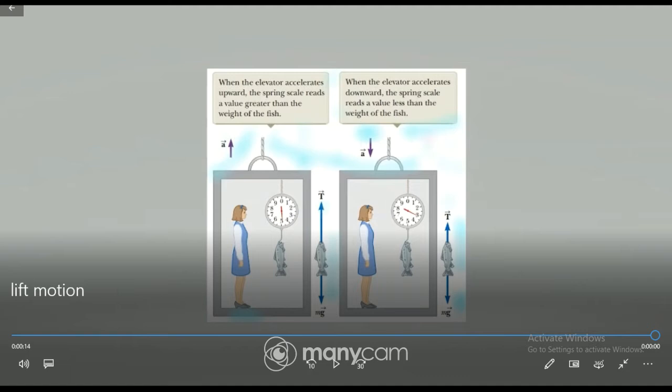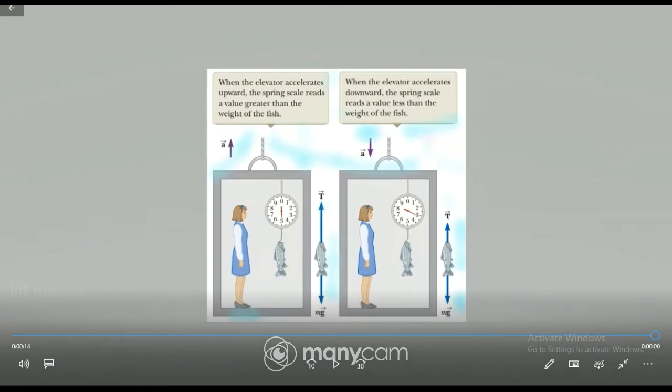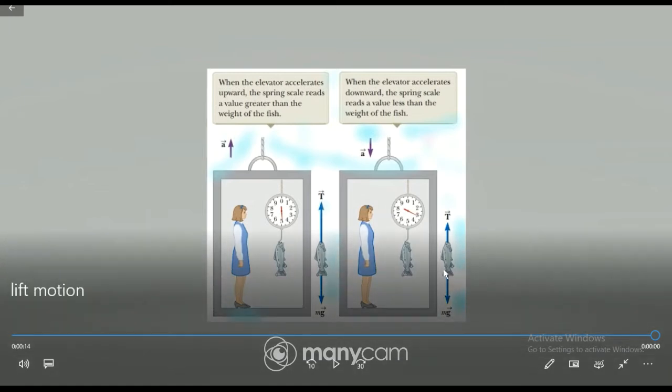In the same fashion, when it's moving down, mg minus T equals mass times acceleration. If the acceleration is 0, then mg and tension are equal. So moving up and moving down in the lift with a constant speed gives the same reading as on the floor.